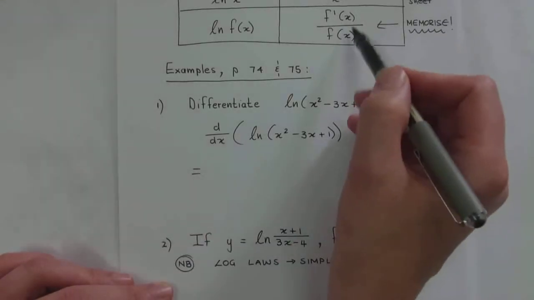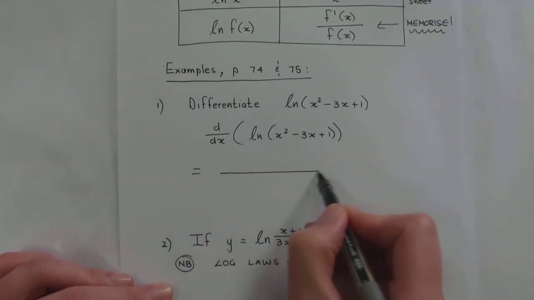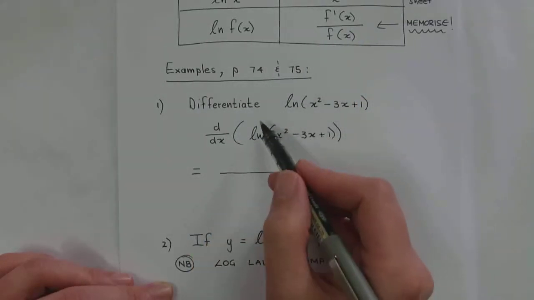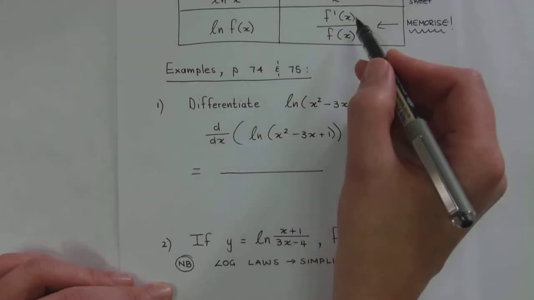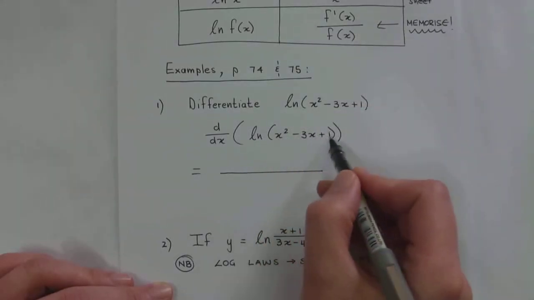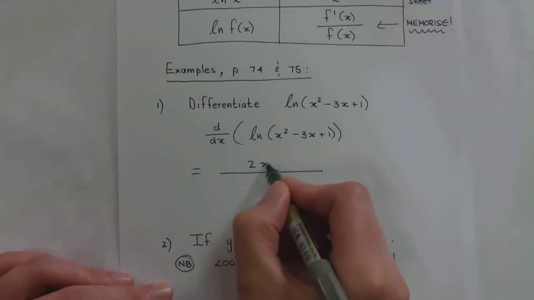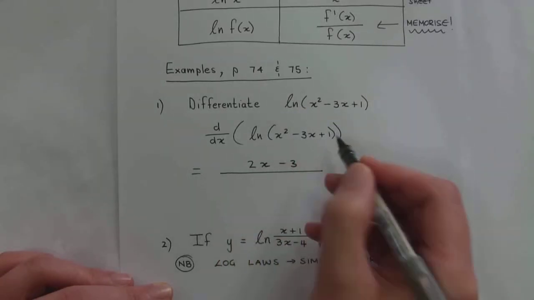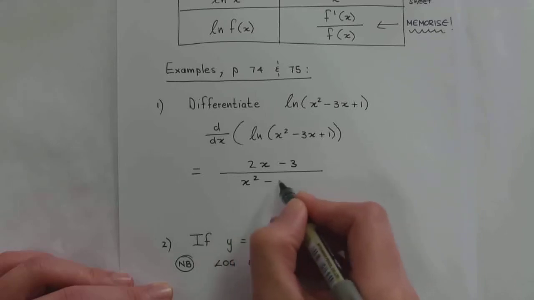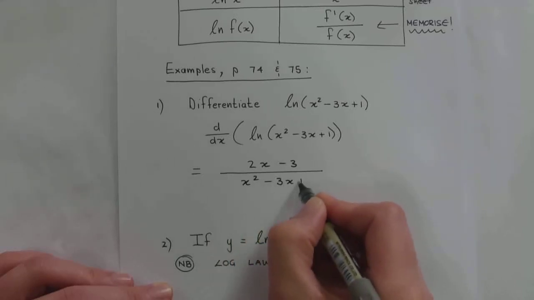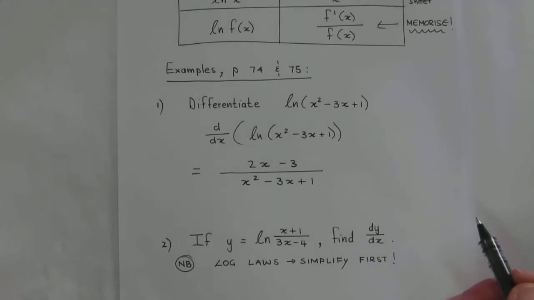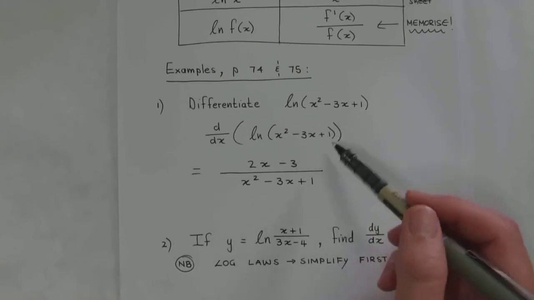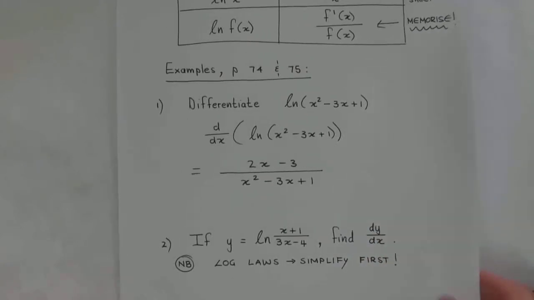Using this particular one, we then just say, okay, the derivative of ln of a function is going to be the derivative of the inside of the function over the function. So that's going to be 2x minus 3 over whatever that function is, x squared minus 3x plus 1. And again, I know this is a little bit strange, and it's going to take you a little while to get used to it, but please, please, please go and practice. The more of these you do, the easier it becomes.